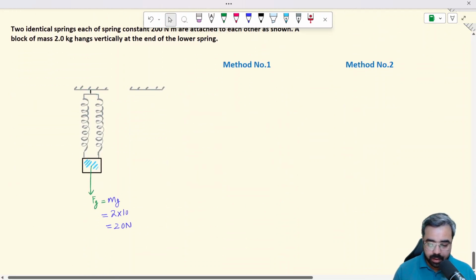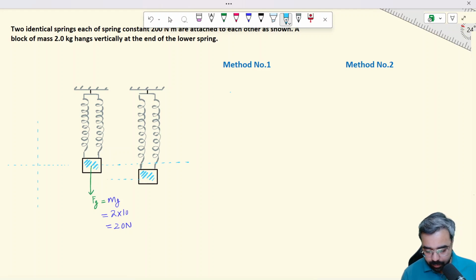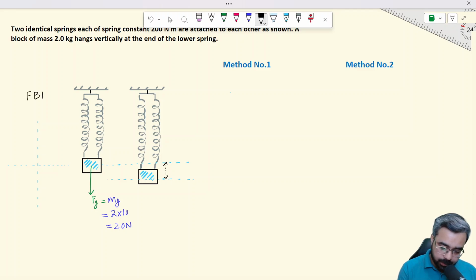But now this time, just imagine a free body diagram. As you attach the block, it will certainly extend the spring, and it will elongate. Now we have to find this value, that is the extension. If we represent this in a free body diagram, let us see. This is the mass block, a 2 kg mass, and the force exerted downward is 20 Newton. This is the force of gravity.